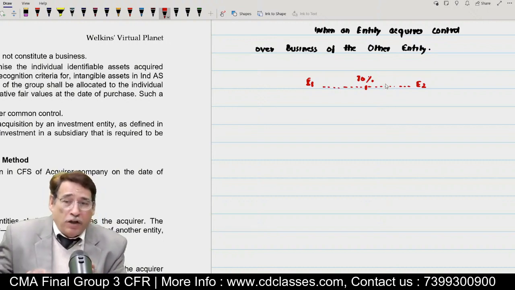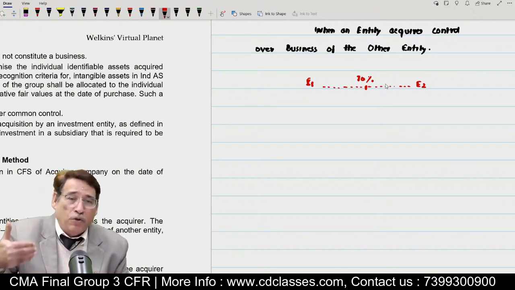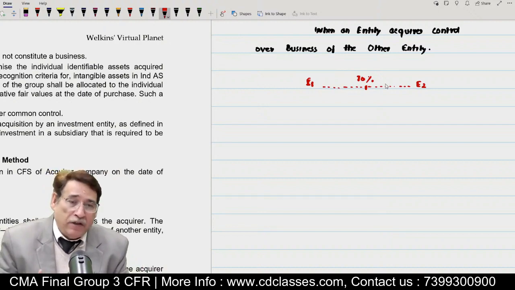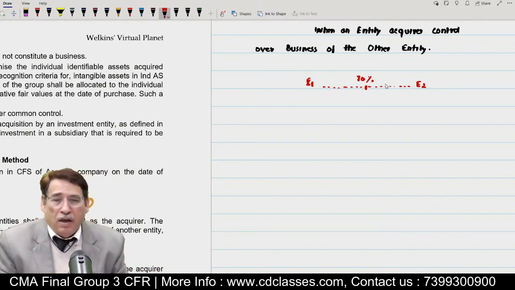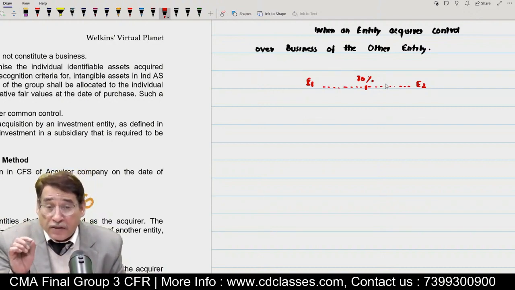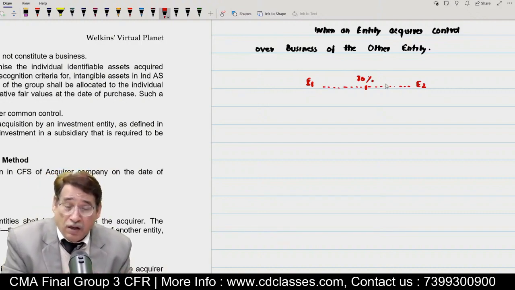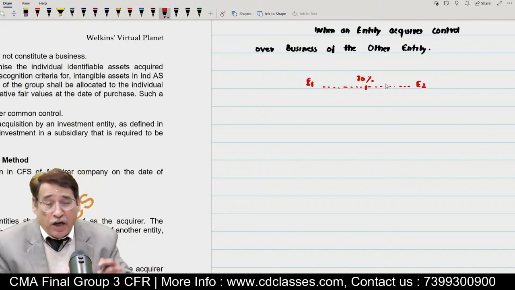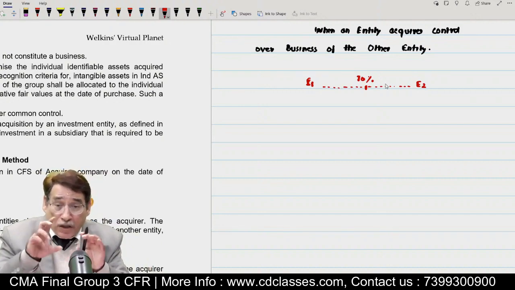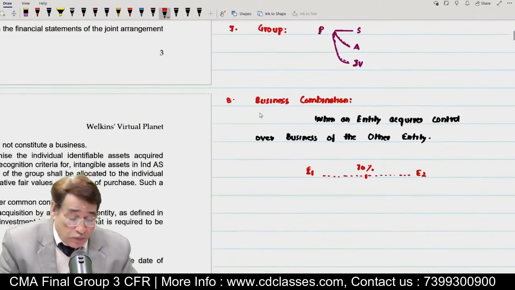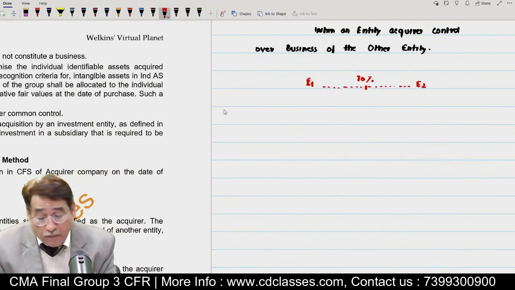It is very important to understand that when an entity gets the control over the business of the other entity, or whenever in this particular chapter we will say that this entity has got control over the other entity, it is of paramount importance that the other entity must meet the definition of business as given by Ind AS 103. Is it clear to you? Then only Ind AS 103 will come into play. That means if I am saying I am getting the control, the other entity must meet the definition of a business. Correct? And so this is the next point. So we have to understand the meaning of business also before we move further.